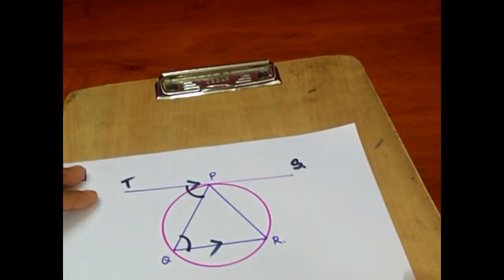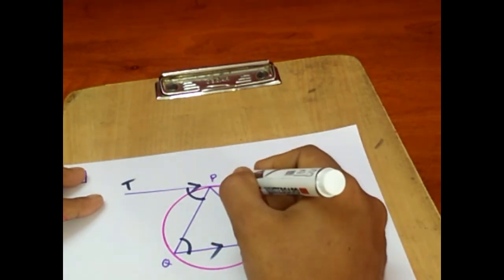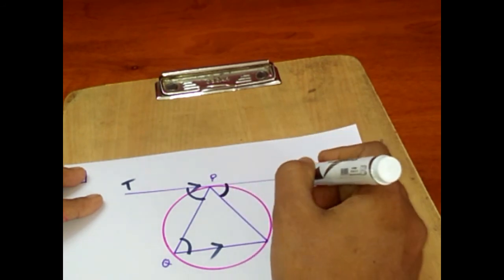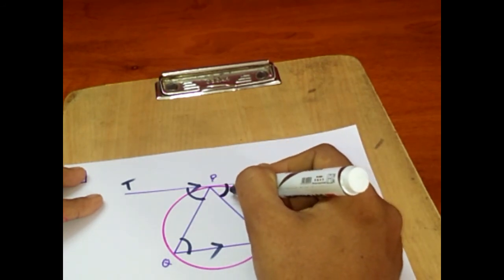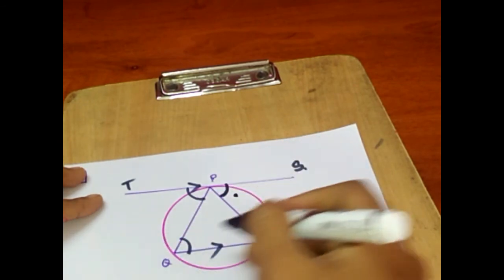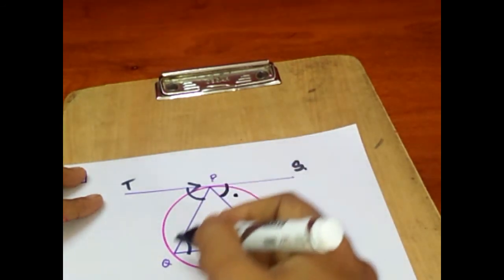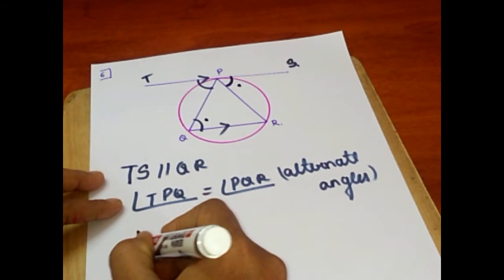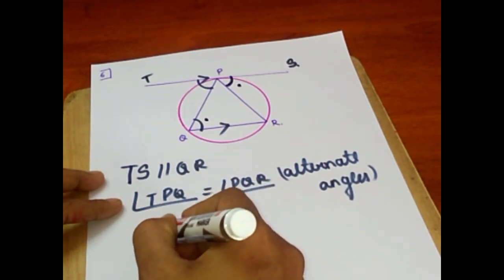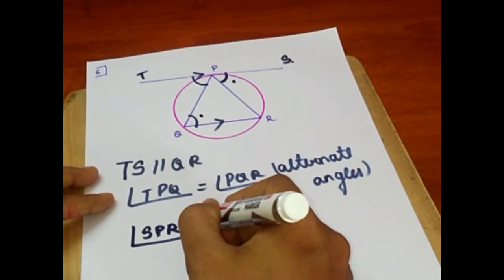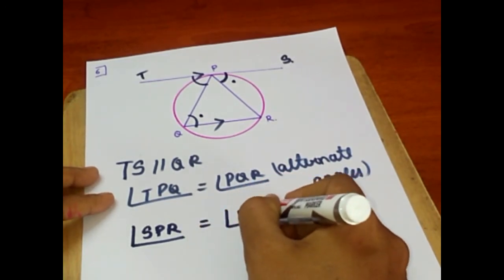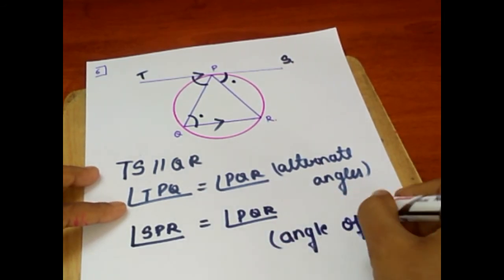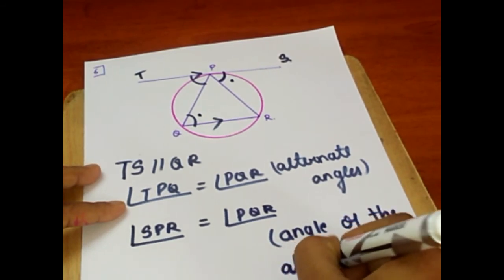Now, second point. Angle SPR. This is the angle formed at the intersection point, that is P, angle between a tangent and the curve. This angle is equal to the angle in the alternate segment, that is angle PQR. Second point. Angle SPR is equal to angle PQR. Reason: angle of the alternate segment.